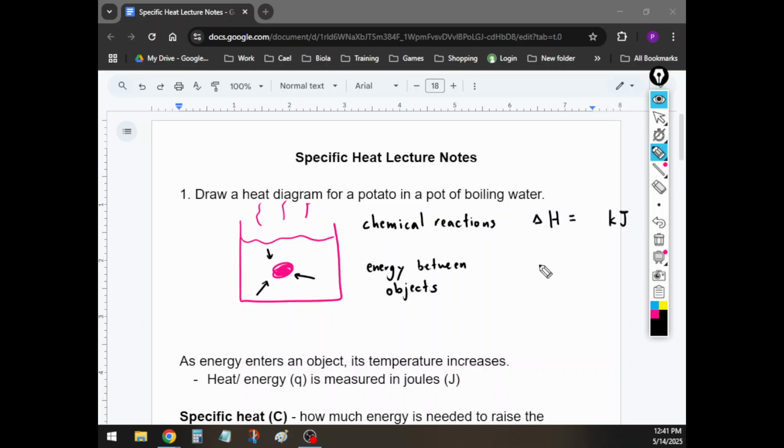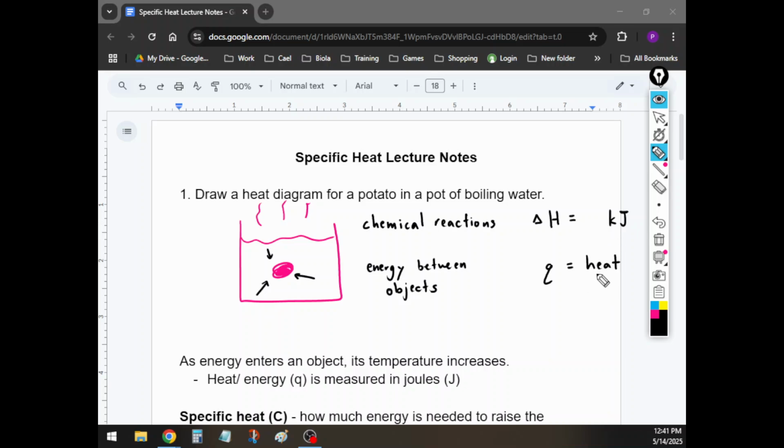The energy between objects, instead of using the delta H symbol, we're going to be using the symbol Q. So just keep that in mind. Q is going to be how we symbolize heat, so the energy going between objects. For chemical reactions, we use delta H. For what we're talking about today, we're going to be using the symbol Q.